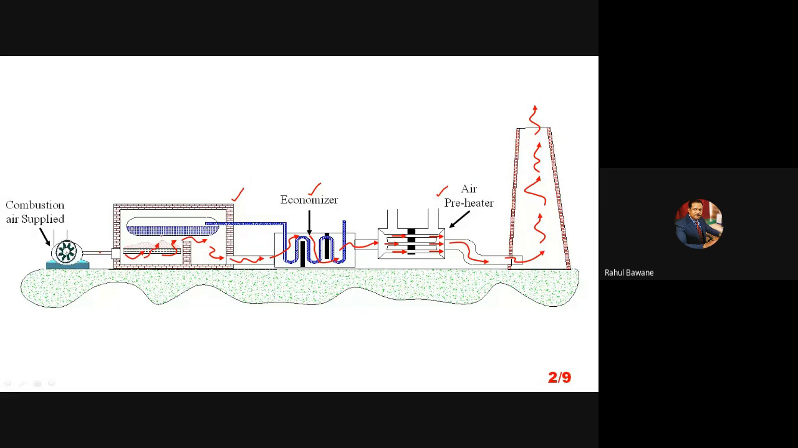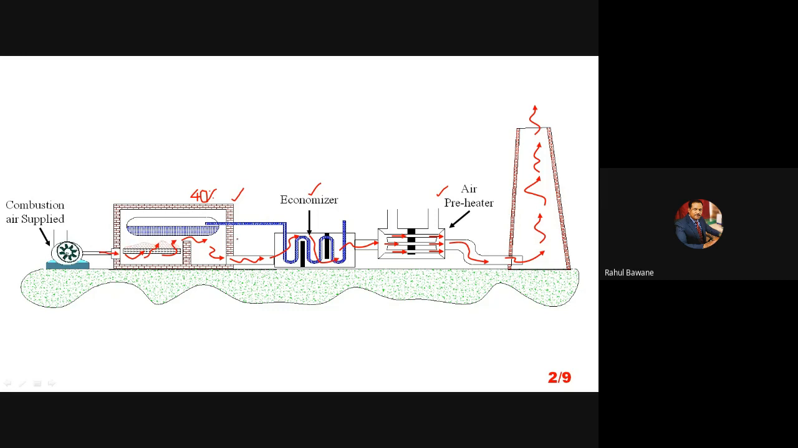So what happens? Suppose 40% of the heat is utilized in generation of steam. So whatever the heat generated during combustion of fuel, 40% is utilized by the boiler itself. The remaining 60% heat is wasted, and that 60% heat is going into the atmosphere. That means thermal emission will be there.